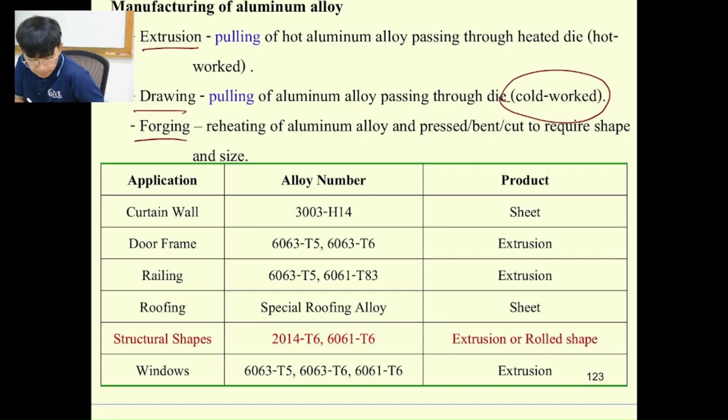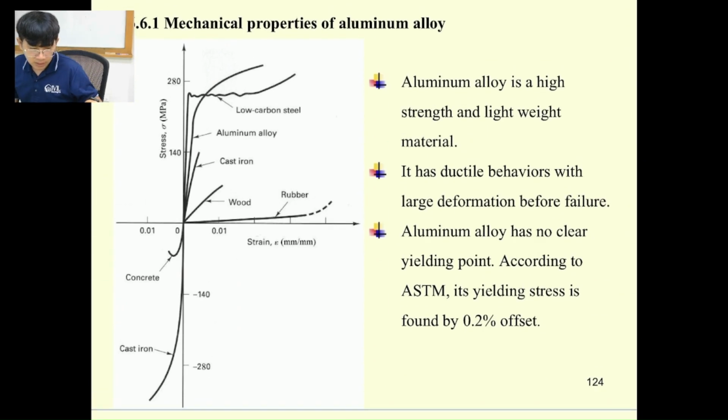And for the structural shape, we're going to use the alloy number that we test at the lab, and the one that we test at the lab comes from the extrusion process. There are three things that I would like you to remember from this.